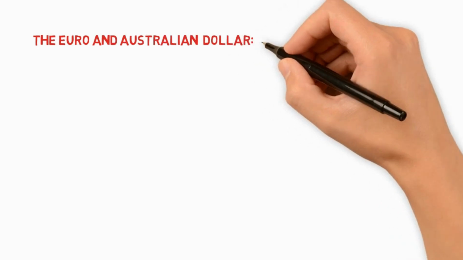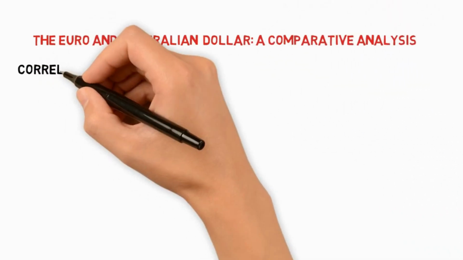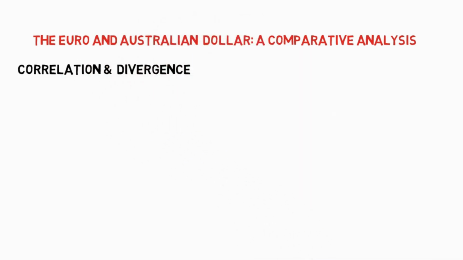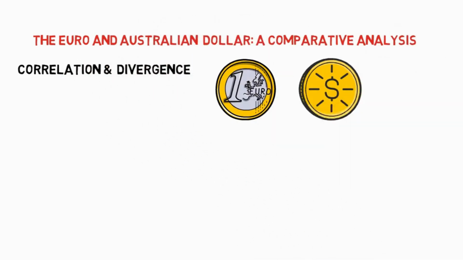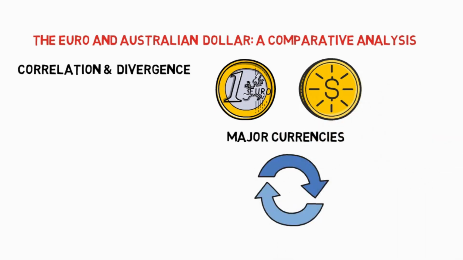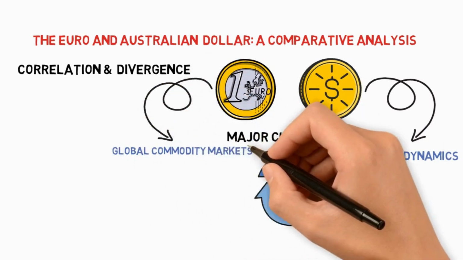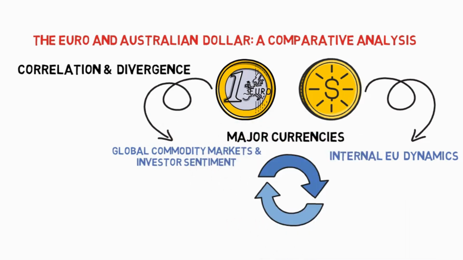The euro and Australian dollar, a comparative analysis. Correlation and divergence. Although both are major currencies, different forces drive their movements. The euro reacts to internal EU dynamics, while the AUD is more tied to global commodity markets and investor sentiment.